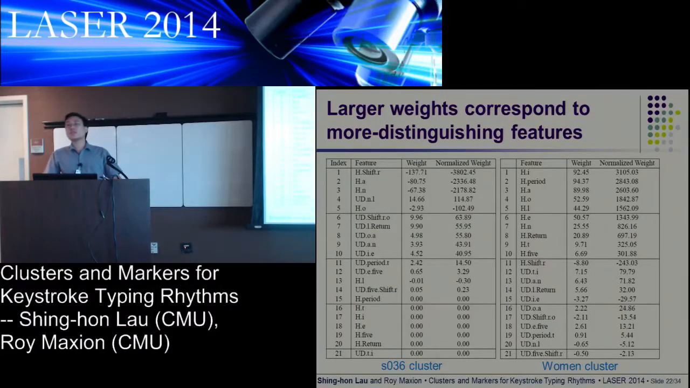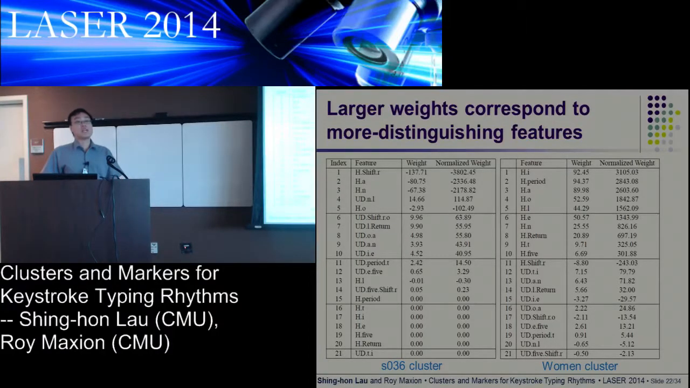And the reason that normalization has to be done here is because latency times are typically an order of magnitude larger than hold times. So to keep everything on even footing, we normalize by dividing the weights by the standard deviation of the corresponding feature. So if you look at this table, let's start with the one on the left. I should mention one more thing, that these tables are ordered by the magnitude of the normalized weight, from largest to smallest.